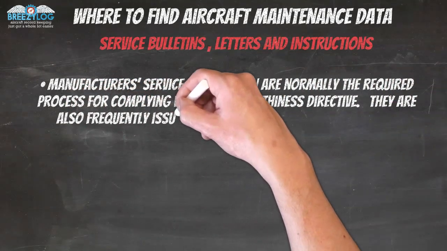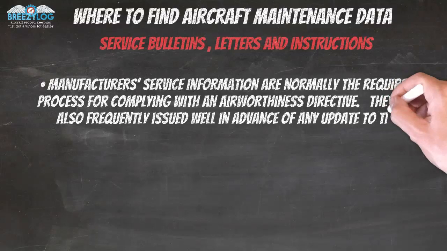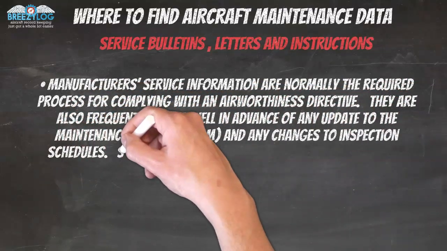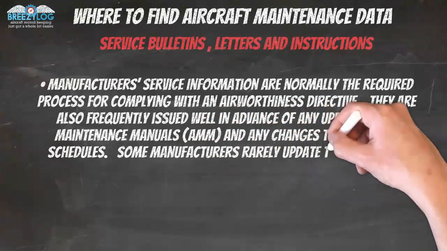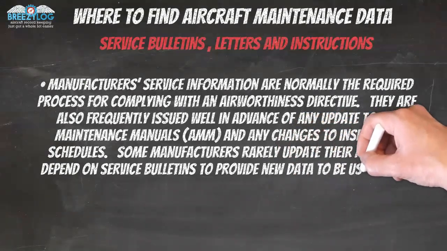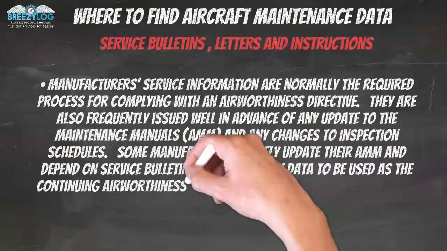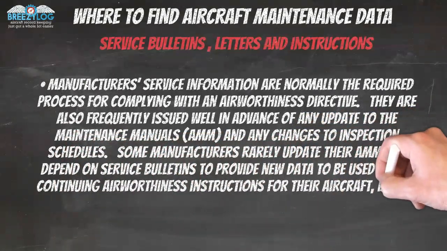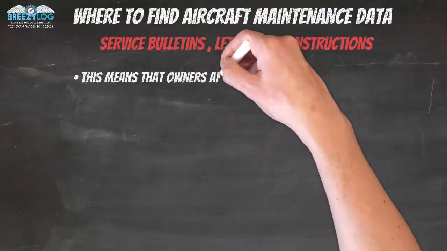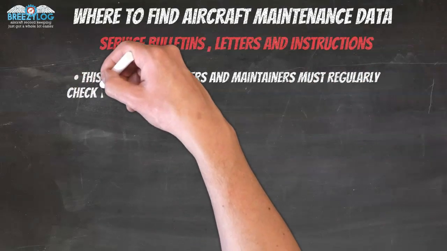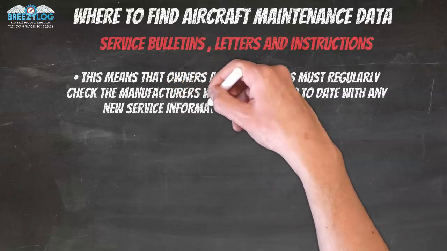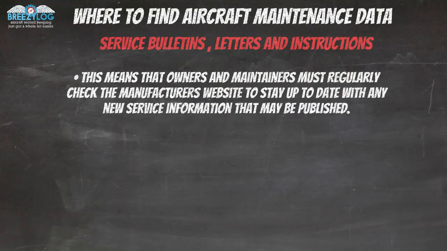They are also frequently issued well in advance of any update to the maintenance manuals, AMM, and any changes to inspection schedules. Some manufacturers rarely update their AMM and depend on service bulletins to provide new data to be used as the continuing airworthiness instructions for their aircraft, engine, propeller and components. This means that owners and maintainers must regularly check the manufacturer's website to stay up to date with any new service information that may be published.